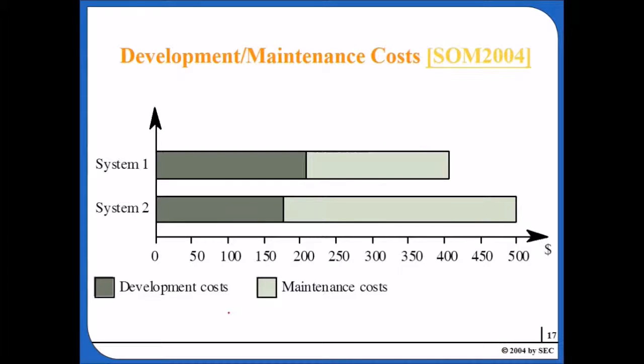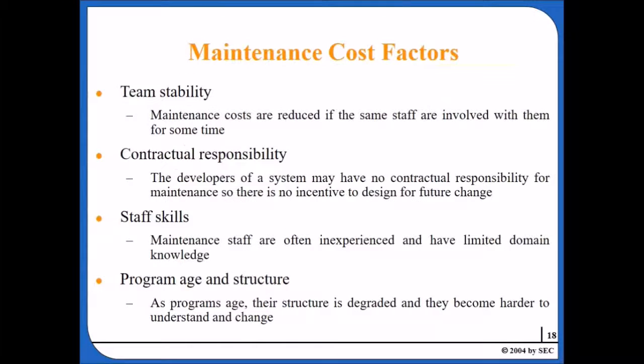So this is the comparison of your development and maintenance cost, right? This is system 1, system 2. So for some systems, the maintenance cost is more than their development cost. Maintenance cost factors may be team stability, contractual responsibility, staff skills, and program age and structure.